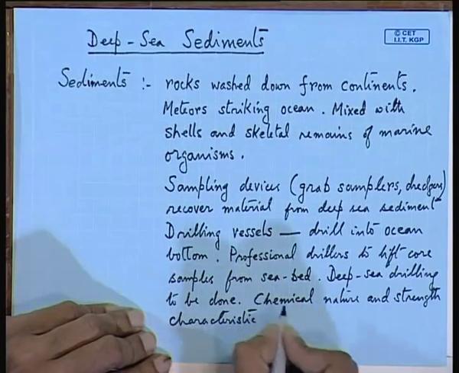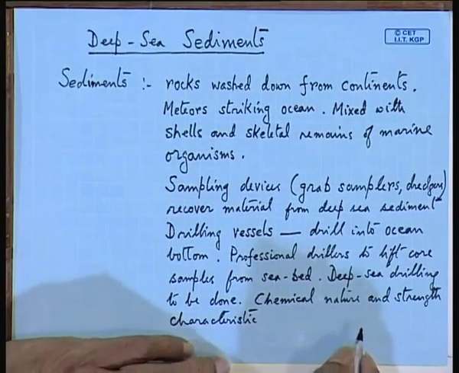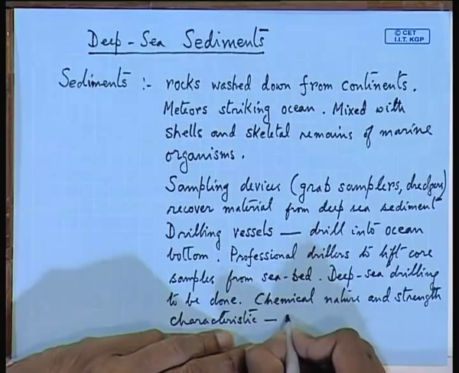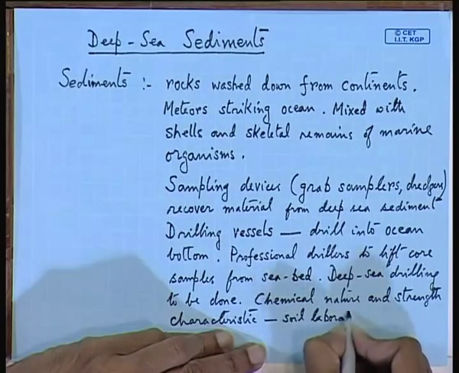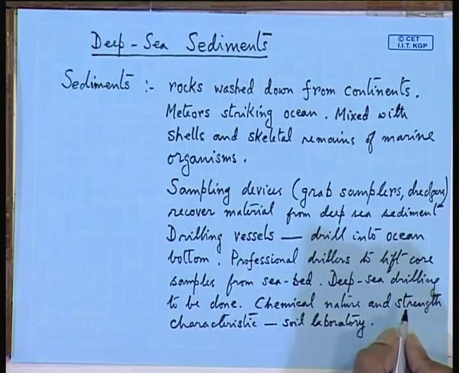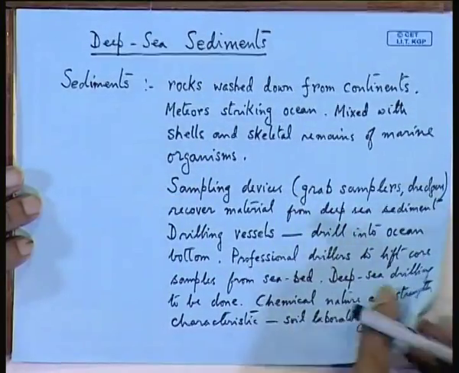If you happen to be in a drill ship, the drill ship may have a lab of its own. They will start analyzing the chemical nature and strength characteristics. Otherwise, you have to do it in a soil laboratory. In the civil engineering department, you have your soil mechanics lab. There you can study the strength characteristics of the sample, that is the shear strength, cohesive strength and bearing strength also.